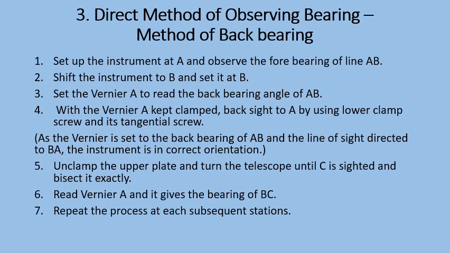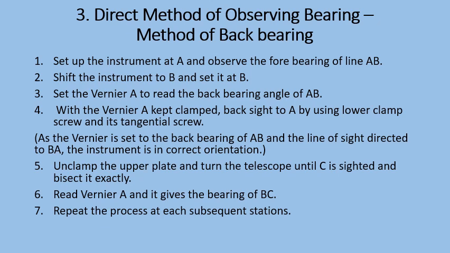So now we can continue to take the bearing of line BC. You can unclamp the upper plate and turn the telescope until point C is sighted and exactly bisected. Again, note down the reading at vernier A and B, and that angle will give you the bearing of BC. Once the bearing of line BC is obtained, you can calculate what should be the bearing of line C to B, or in other words, the back bearing of line BC by adjusting with 180 degrees.